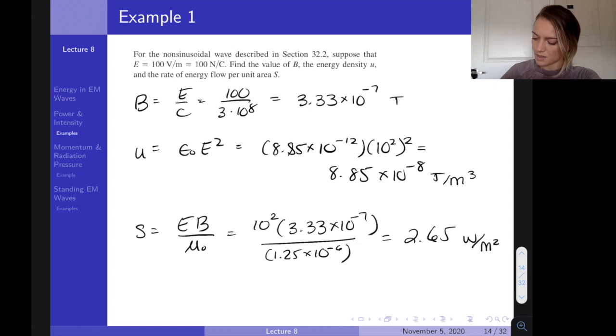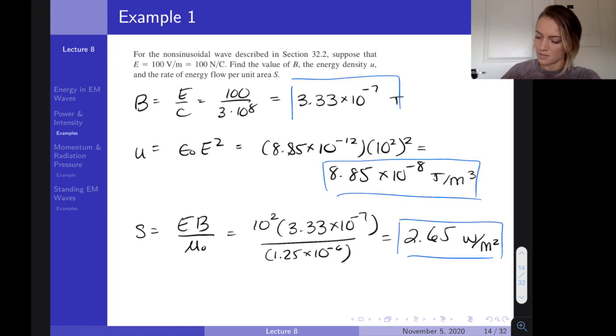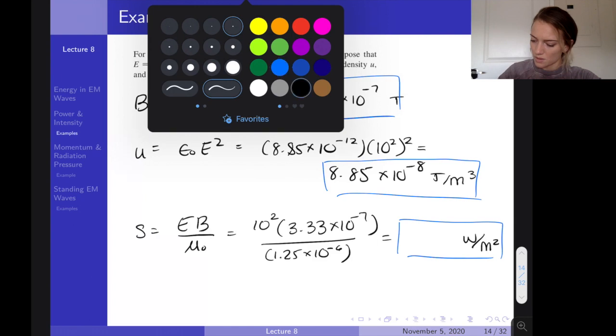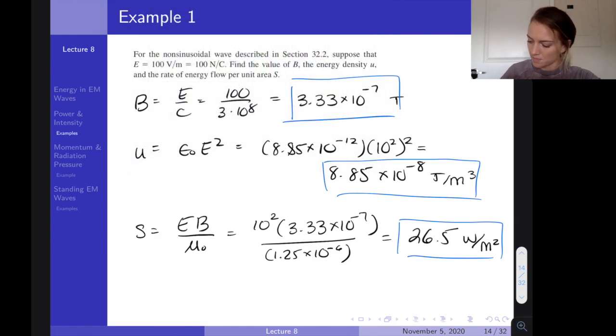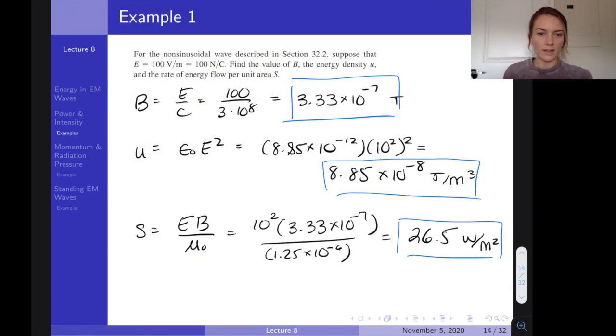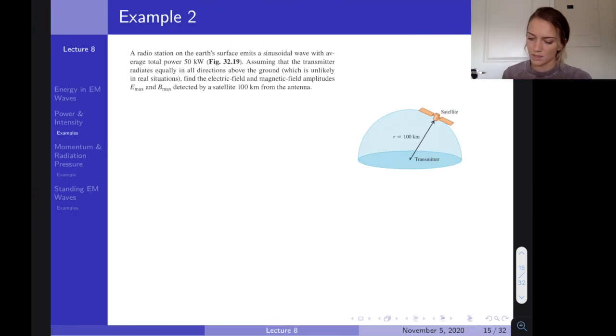Okay, so we've got this, and this. Sorry, this is 26.5, not 2.65. So that is 26.5. Okay, now let's do one more example with this.